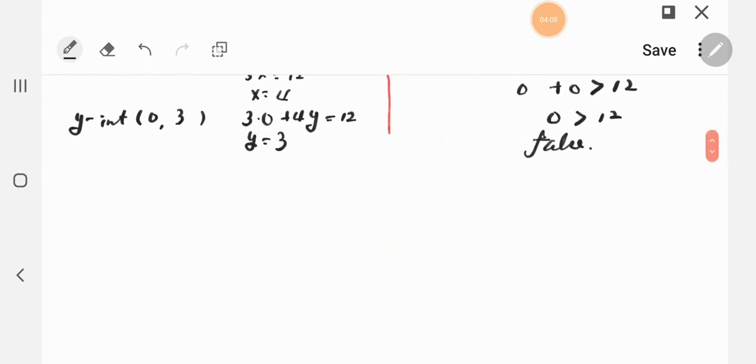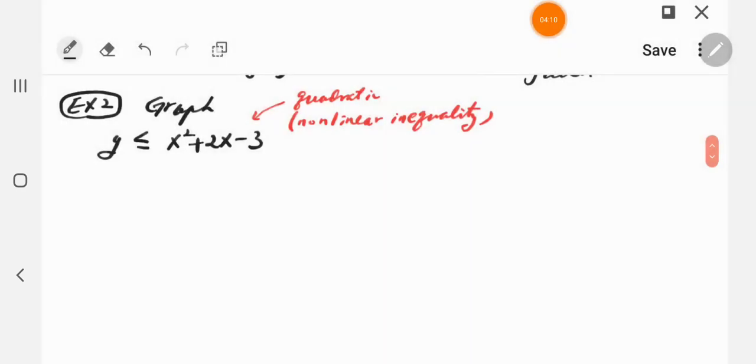Okay, let's try another one. Example 2 is to graph this inequality. And this inequality is a non-linear inequality because the variable x is squared. So this is a quadratic inequality. First, let's make an equation, and then we will graph this quadratic equation first. For the graph of the inequality, we will select the area either above the graph or below the graph.